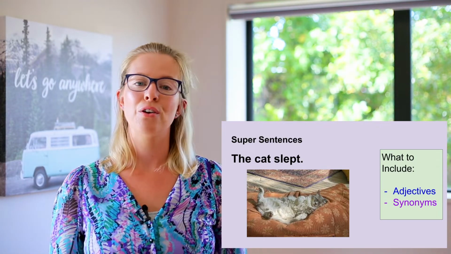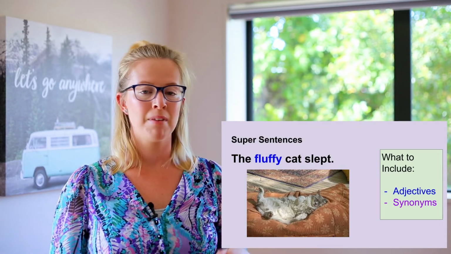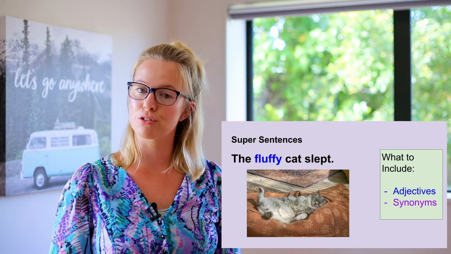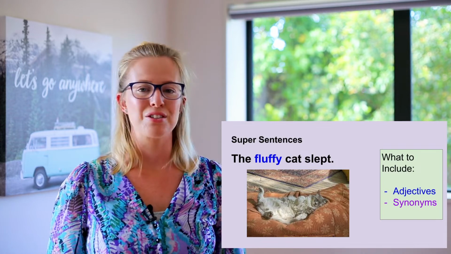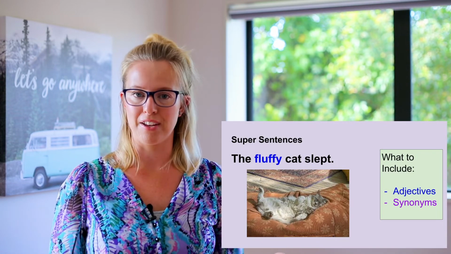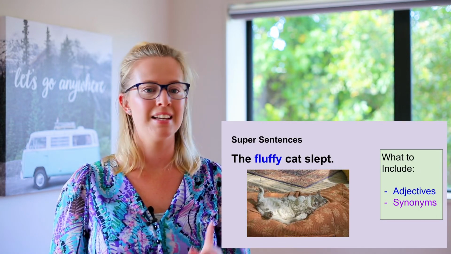Let's see how we can turn that sentence into a super sentence. Firstly, I'm going to add an adjective to describe the cat. And looking at the picture, he's very fluffy. So I'm going to use the adjective of fluffy. So now my sentence is, the fluffy cat slept.